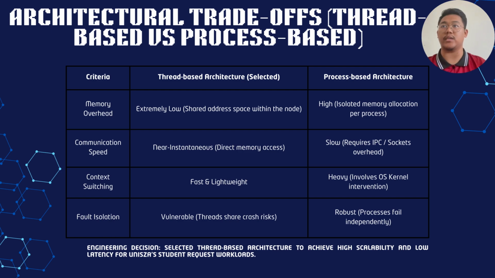So next, I will discuss the architecture trade-off between thread-based and process-based design. As you can see in this table, our evaluation clearly shows that the thread-based architecture is significantly more efficient. Because threads share the exact same address space within the node, it results in extremely low memory overhead and near-instantaneous communication speed compared to the heavy OS intervention required by a process-based design.